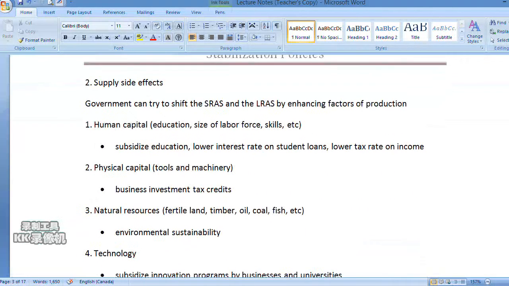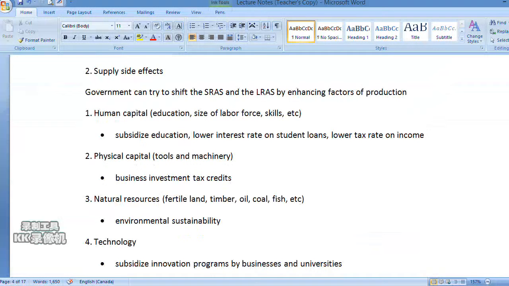So now we move on to look at the supply side. These are things that the government can do to shift the short run AS curve as well as the long run AS curve. In order to shift the long run AS curve, we need to increase productivity by enhancing factors of production. Again, the factors of production are human capital. These are the education, size of labor force and skills of the laborers.